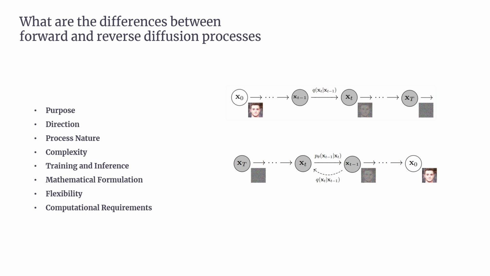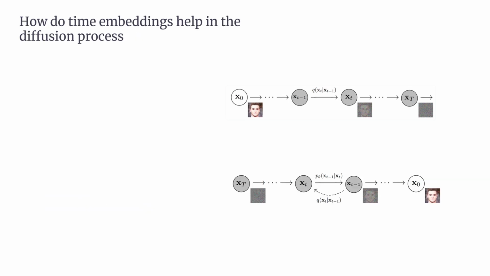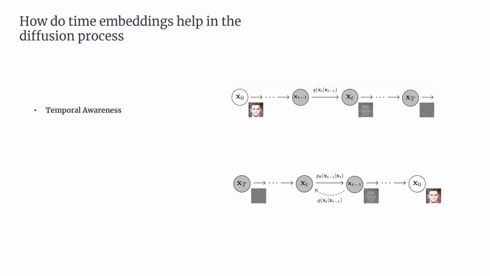So, to summarize the key differences, the forward diffusion process is used for training the model, where it gradually adds noise to the data, turning it from complex data into simple Gaussian noise. The reverse diffusion process is used during inference, where it takes pure noise and, using a learned neural network, gradually denoises it into meaningful, complex data. These two processes work together, with the forward diffusion creating the noisy data that the model learns from, and the reverse diffusion using that learned knowledge to generate high-quality, clean samples.